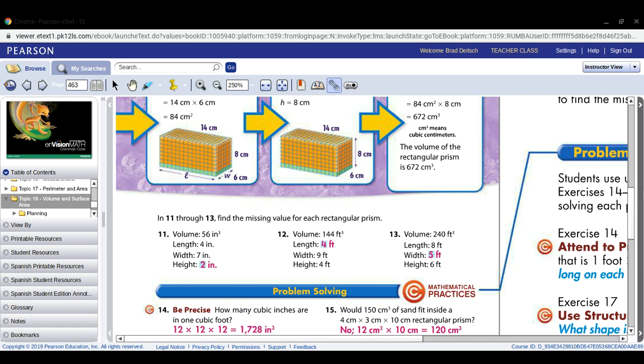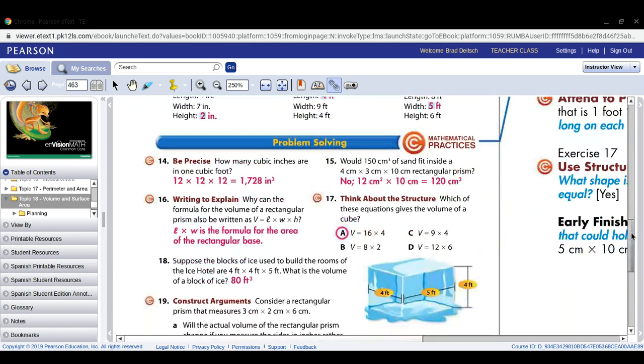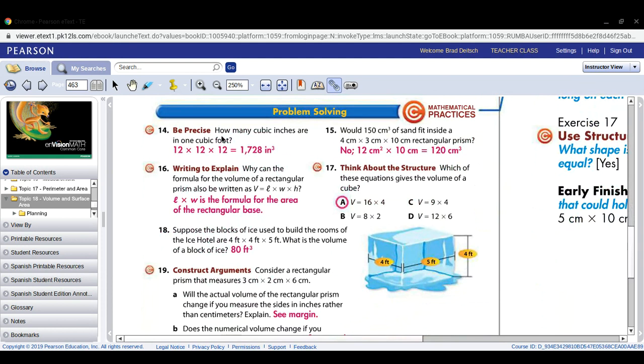Okay, I'm just going to scroll down a little bit. All right, so number 14 is just like that last question that I showed you in today's lesson. At the very end, I showed you converting to a cubic foot, right? So this is the same problem, because it's 1 by 1 by 1, but you convert it before you compute. So 12 times 12 times 12 is 1,728 cubic inches.